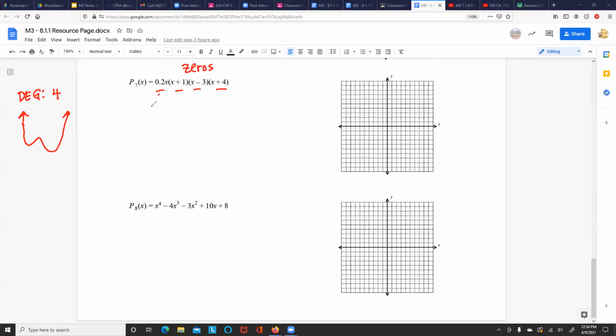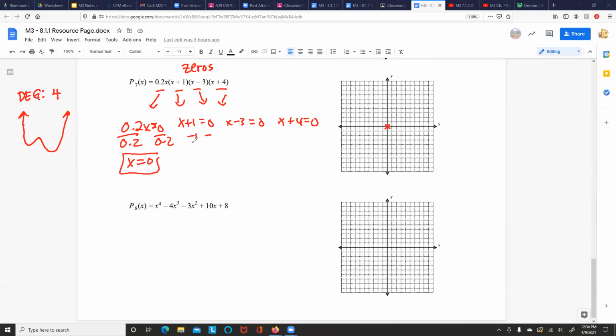So the way we get our zeros or our roots is we set each factor equal to 0 and we solve, right? So 0.2x equals 0. X plus 1 equals 0. X minus 3 equals 0. And lastly, x plus 4 equals 0. That's going to give us our 4 x-intercepts. When you solve this one, you divide by 0.2, divide by 0.2. 0 divided by 0.2 is 0. So again, we get 0 for an x-intercept.